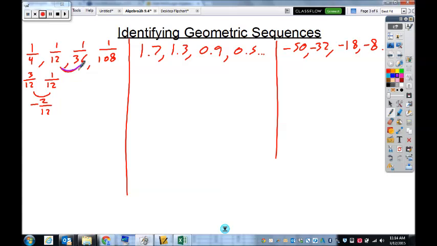I'll make my common denominators 36. So 1/36, multiply by 3, 3/36, and then my common difference is -2/36. Well, -2/12 simplifies to -1/6, whereas this simplifies to -1/18, and those are not the same. So that means it's not arithmetic.